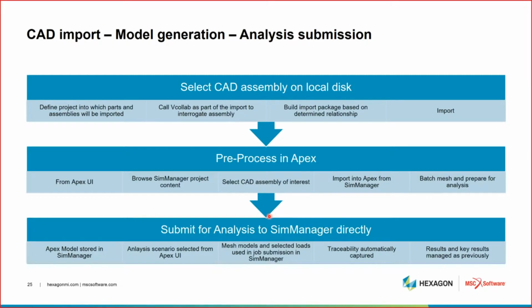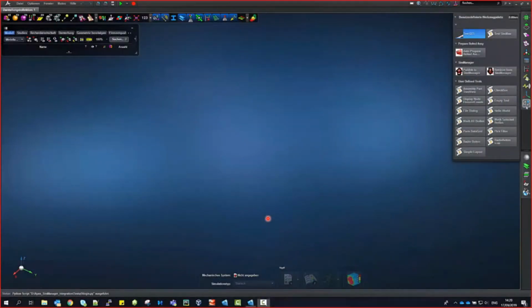But rather than submitting the job and doing the analysis locally on my desktop, what I want to do is import both the Apex database and also trigger an analysis from SimManager. So the job will actually be run from SimManager, connecting through to the HPC backend, and then we go through the previous process we had where we're collecting the results.